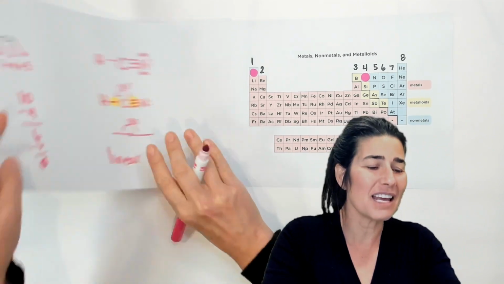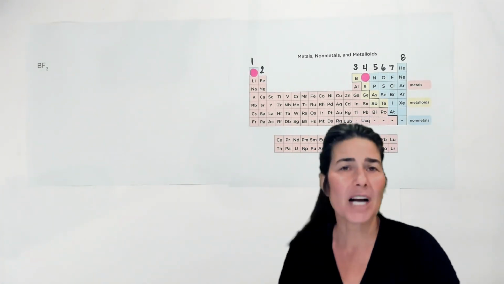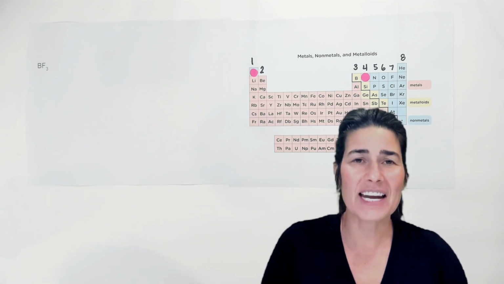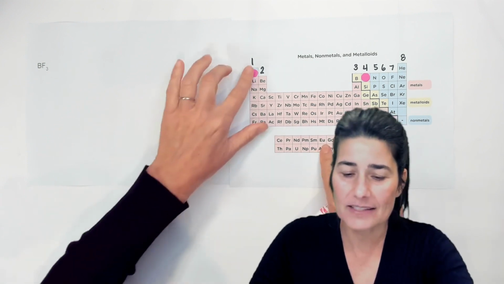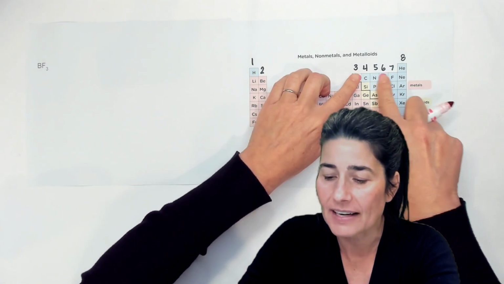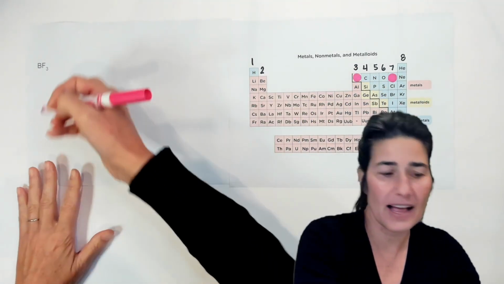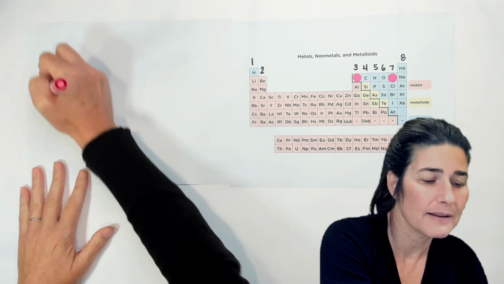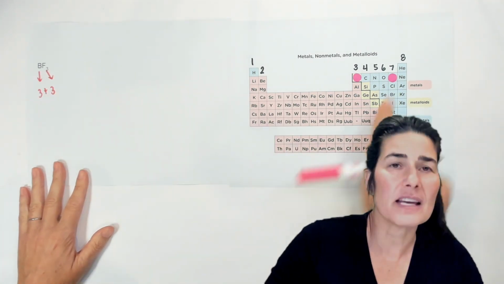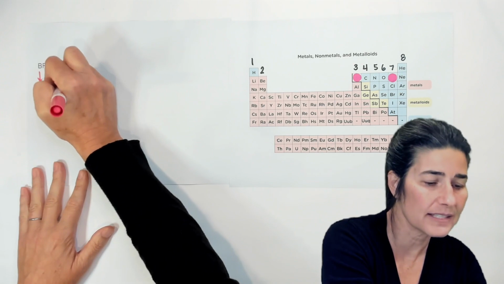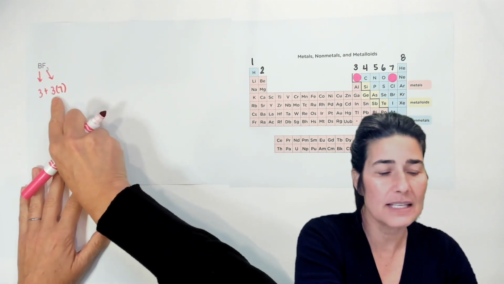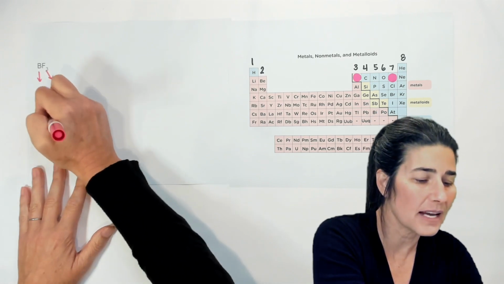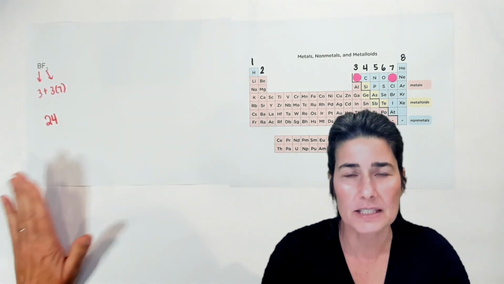All right, what if I gave you boron trifluoride? Step 1, let's add up those valence electrons. We have a boron and fluorine. Boron has 3 valence electrons, plus we have 3 fluorines. Each fluorine has 7 valence electrons. 7 times 3 is 21, and 3 more. That gives us 24 electrons to play with.